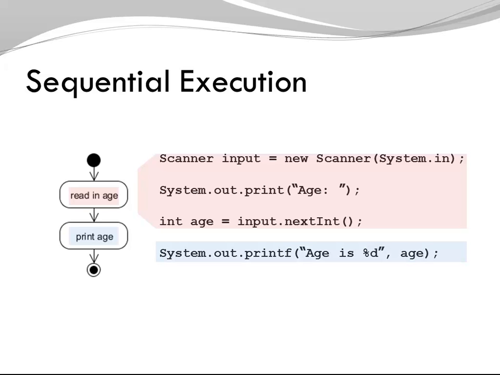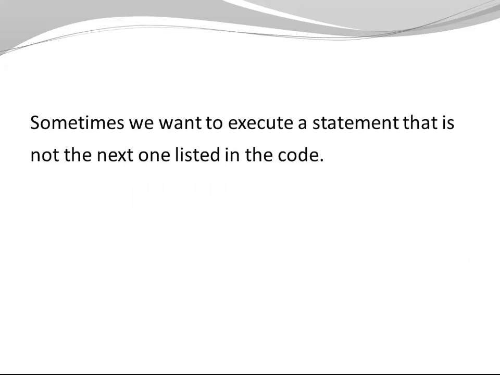You can see there's some flexibility. How much detail we provide depends on the situation. My guideline is keep it simple, provide detail where it is needed. Both activity diagrams and of course my code are sequential. We have one activity after the other, we have one code statement after the other. But sometimes we want to execute a statement that is not the next one listed in the code.